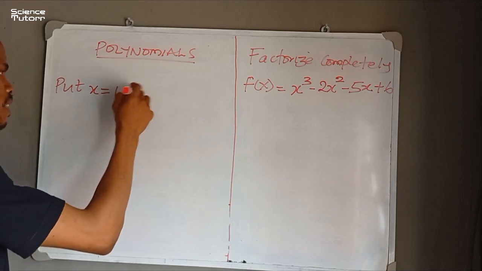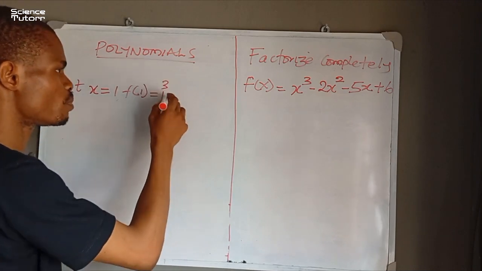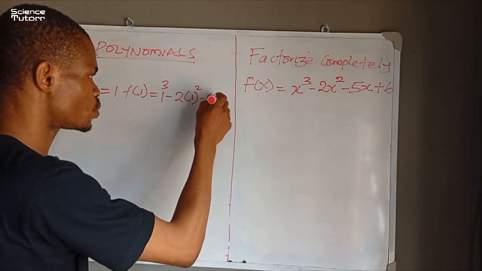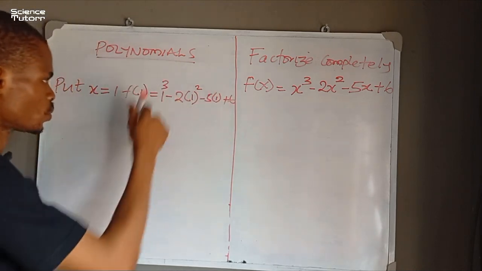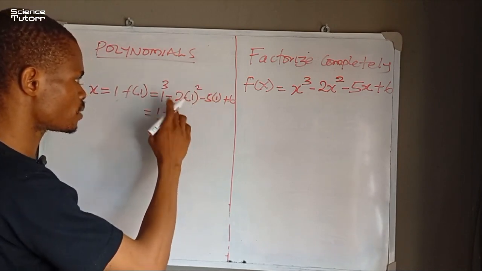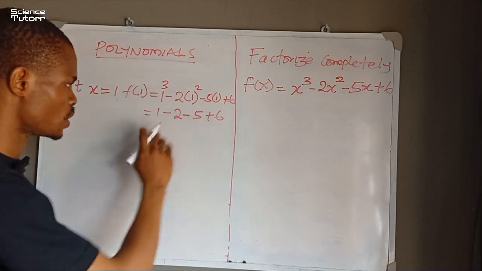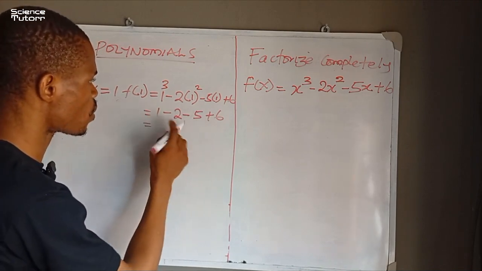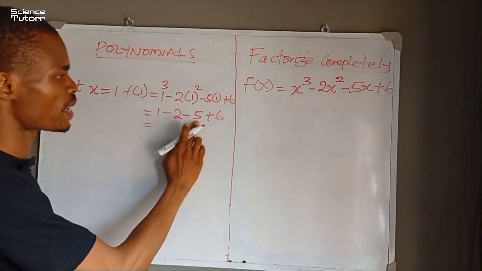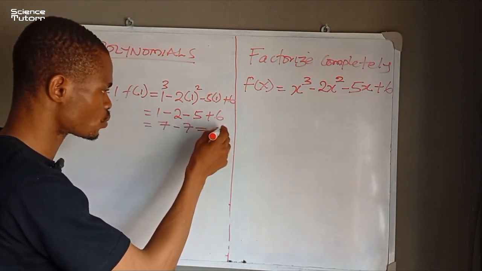So that means f of 1 will simply be 1 cubed minus 2 into 1 squared minus 5 into 1 plus 6. So this gives us 1 squared is 1 times 2, 1 minus 2 minus 5 plus 6, which gives us 1 plus 6, which is 7, and then minus 2 minus 5 is minus 7. So we have 7 minus 7 to be equal to 0.